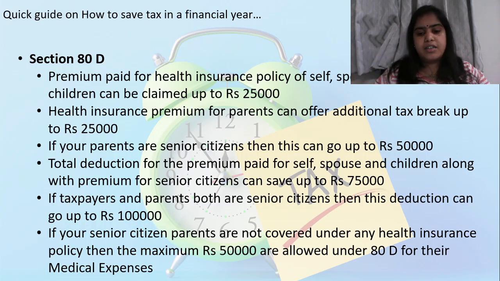If your senior citizen parents are not covered under any health insurance policy, then a maximum of up to 50,000 is allowed under section 80D for their medical expenses.